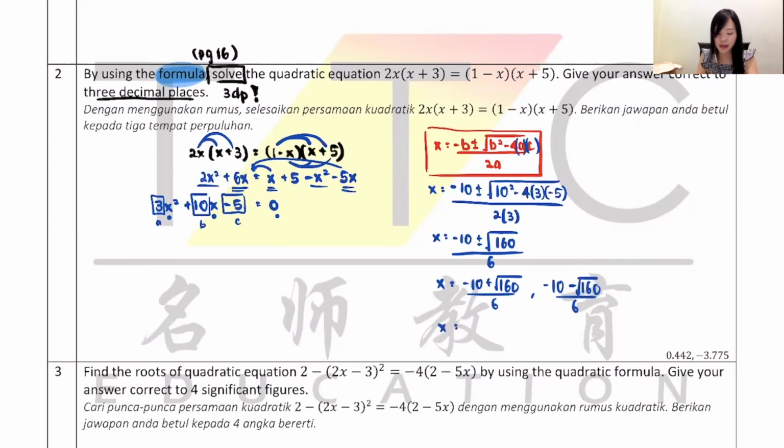Okay, negative 10 plus square root 160, divided by 6. The answer in decimal. Press your calculator. When you press the top part, put a bracket, okay, so that the calculator knows it's the whole thing over 6.